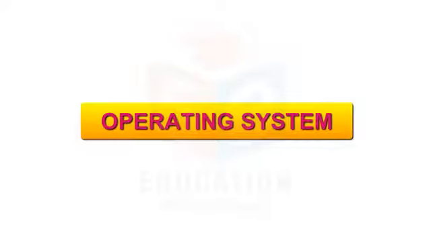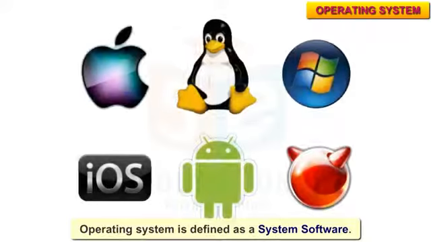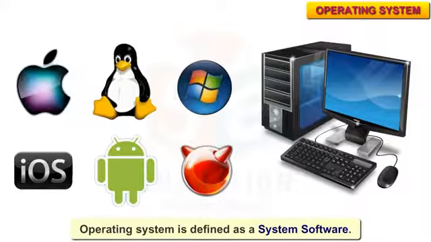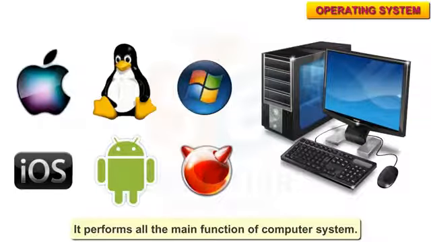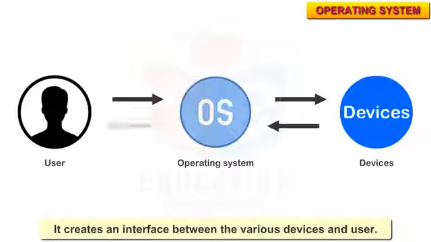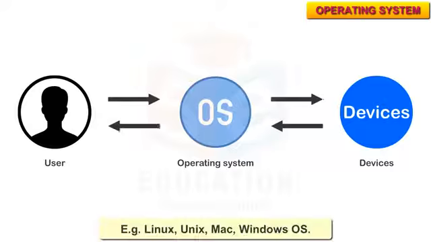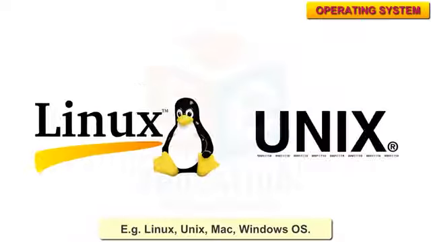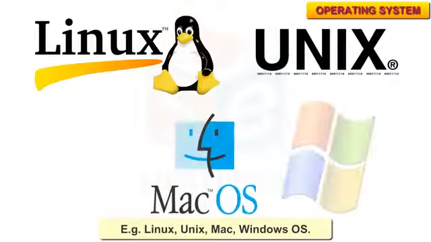Operating system. Operating system is defined as a system software. It performs all the main function of computer system. It creates an interface between the various devices and user. Example: Linux, Unix, Mac, Windows OS.